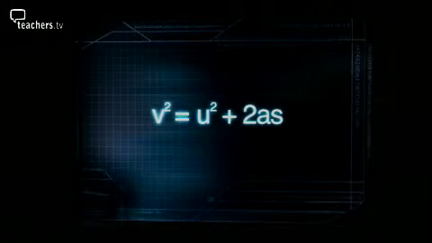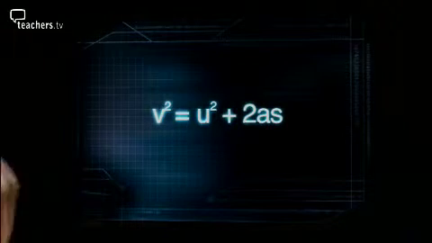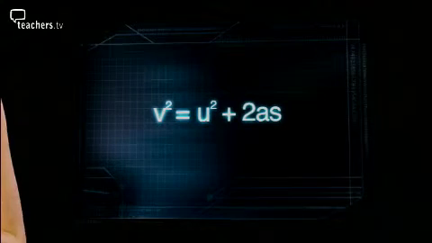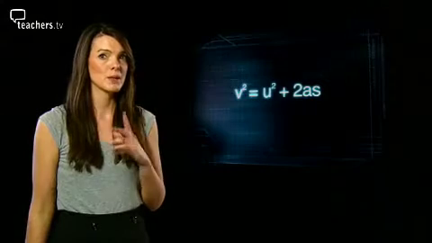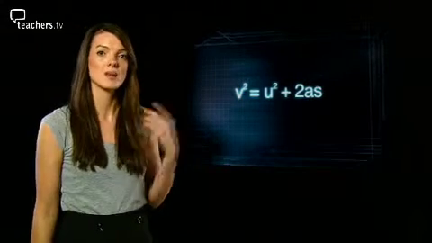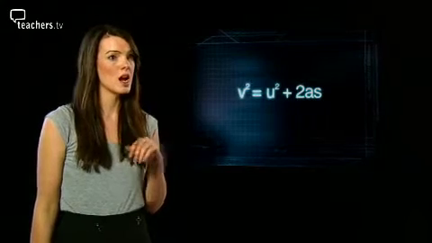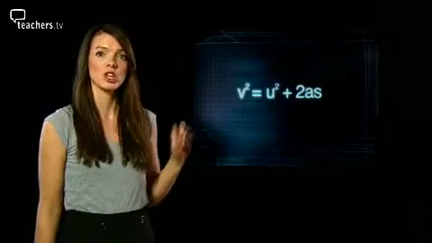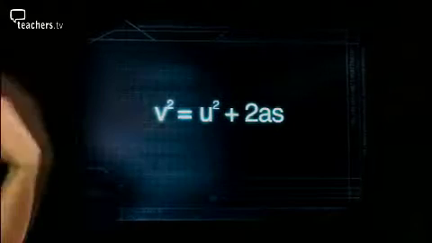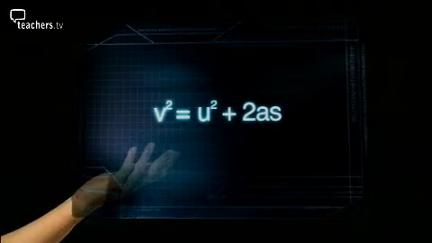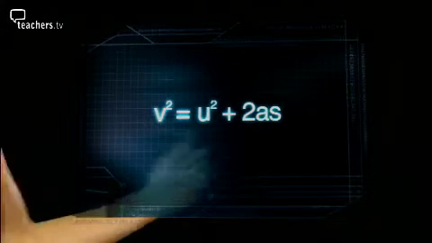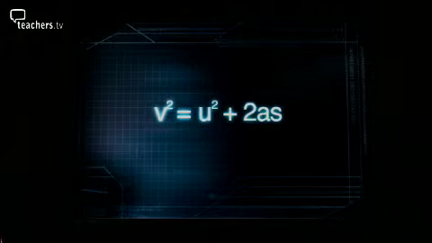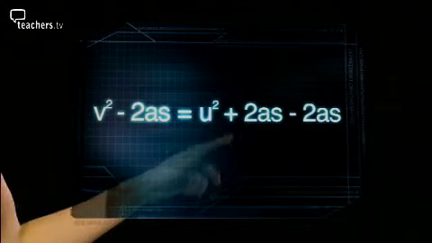s is the length of the runway, which we already know, and a, in this case, is the acceleration, but because the plane's decelerating, it's going to be a minus. So let's rearrange this formula so we can get u on one side. So we've got the formula v squared equals u squared plus 2as. So let's start by taking 2as away from both sides.